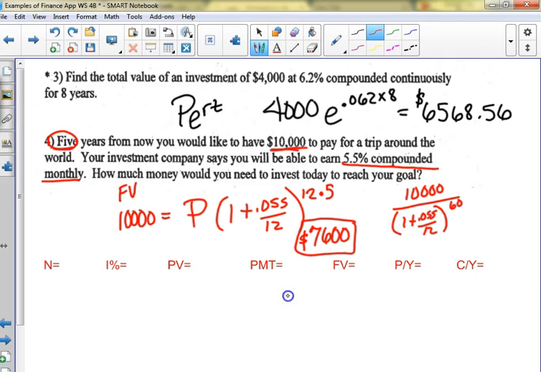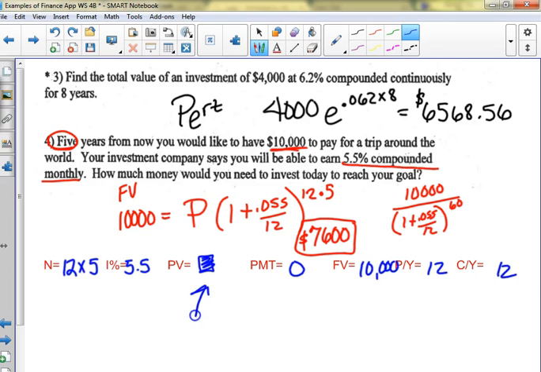plus some change. Okay. Again, you could do this on the calculator. You'd have to tell it you're making $0 payments. So you would do 5.5. Present value is what you're trying to find. Payment of 0. Future value $10,000. 12 and 12. And then you'd solve and you'd get the same thing, 7,650 cents. Okay. I would not use the calculator probably for that one.